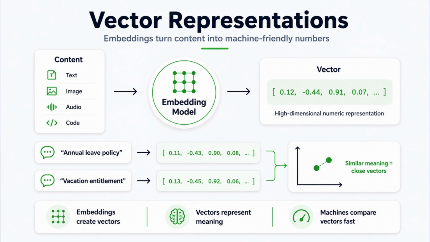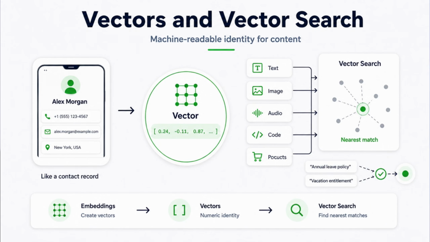Let's take an easy example. Suppose we have two phrases. The first one is the annual leave policy, the second one is the vacation entitlement. These are different words, but in meaning they are related. A good embedding model will create vector representations that are close to each other. And this helps the system retrieve the right policy even when the user doesn't use the exact words from the document. So a vector is like a machine readable identity for a piece of content. The content may be a sentence, an image, or a code snippet. The vector helps the system compare it with other things.